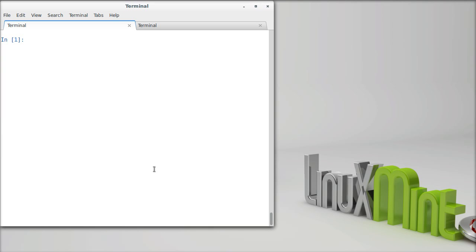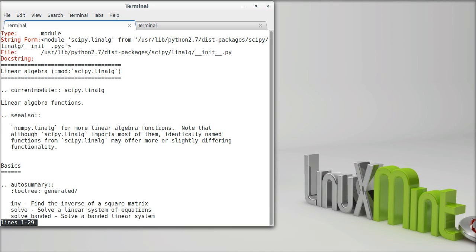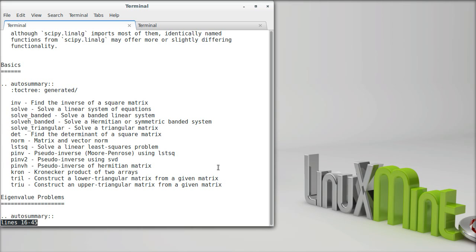Okay, in this screencast we want to talk about solving eigenvalue problems. To solve eigenvalue problems, we again use the linear algebra routines from SciPy. So we're going to again look at the documentation. We've seen this before. We've gone through a bit of it.